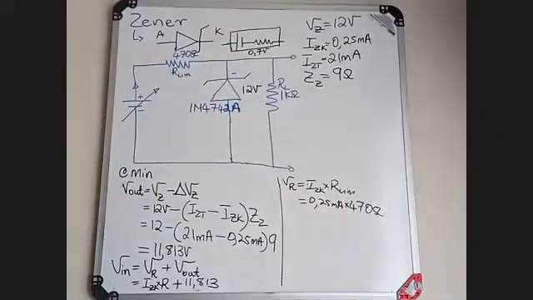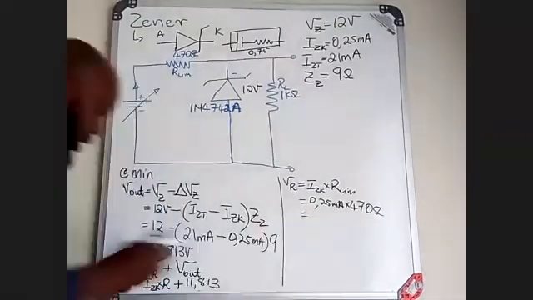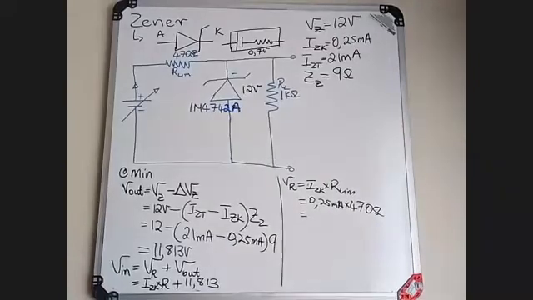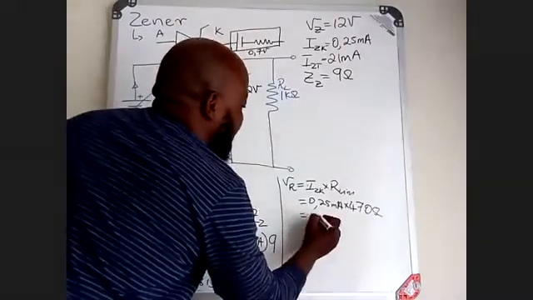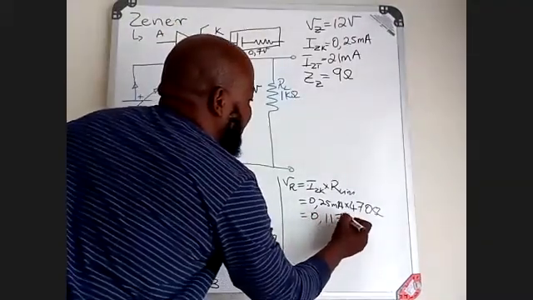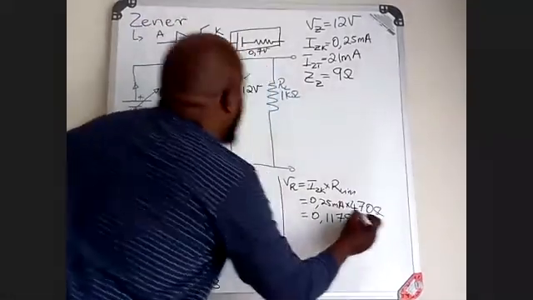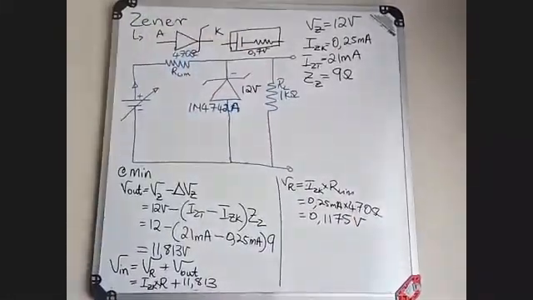470 ohm. Then within the calculator, it's going to be 0.25 to the exponent minus 3 multiplied by 470. That is going to give you 0.1175. That is the voltage drop that I find within my component there.